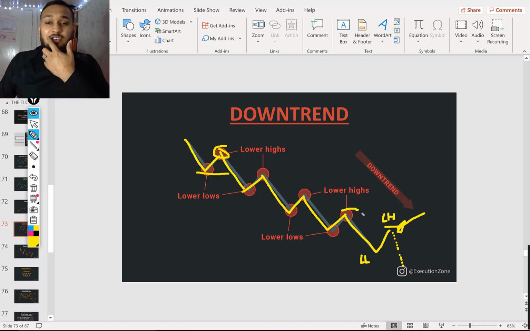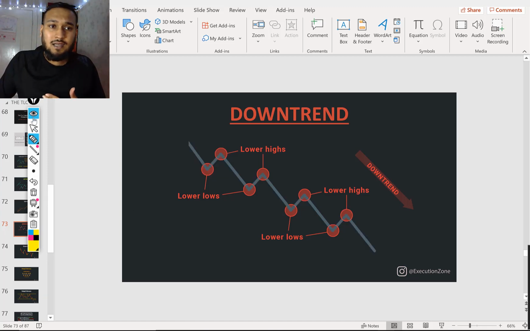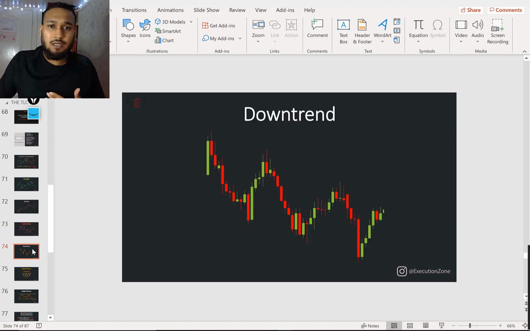If you want to learn about risk management and protecting your capital, as traders it's very important. It's all about capital preservation. As much as it is about making money, it's also about protecting what you have. So this is a downtrend, and a nice clean example would be here.